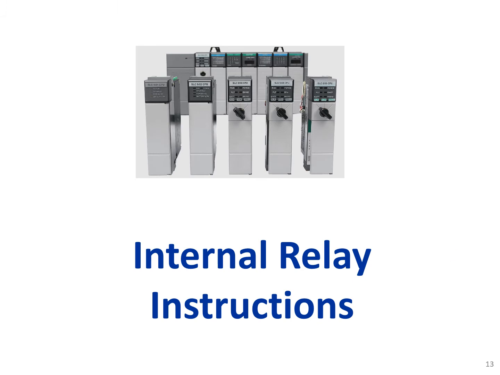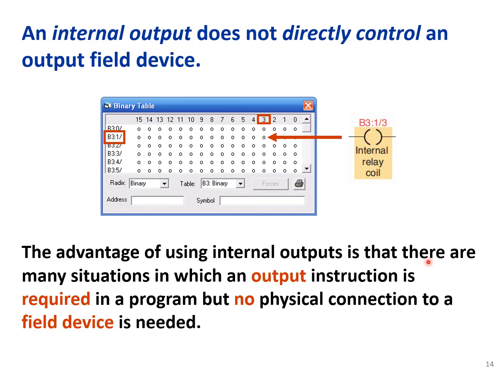Internal relay instructions. An internal output doesn't directly control an output field device. Okay, so this is the internal relay. It's just an auxiliary coil, and it has an address in the memory. Yes, but it's not associated with any field devices.